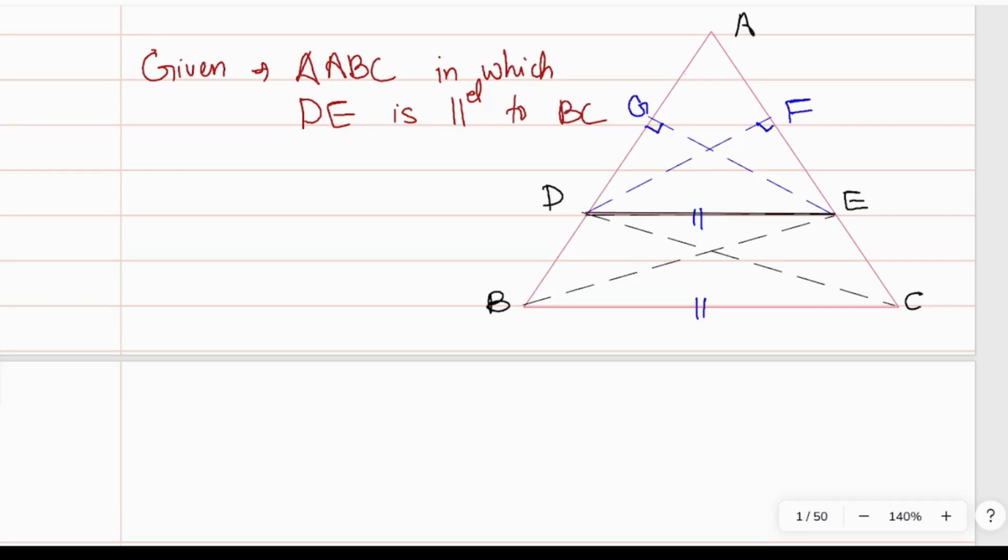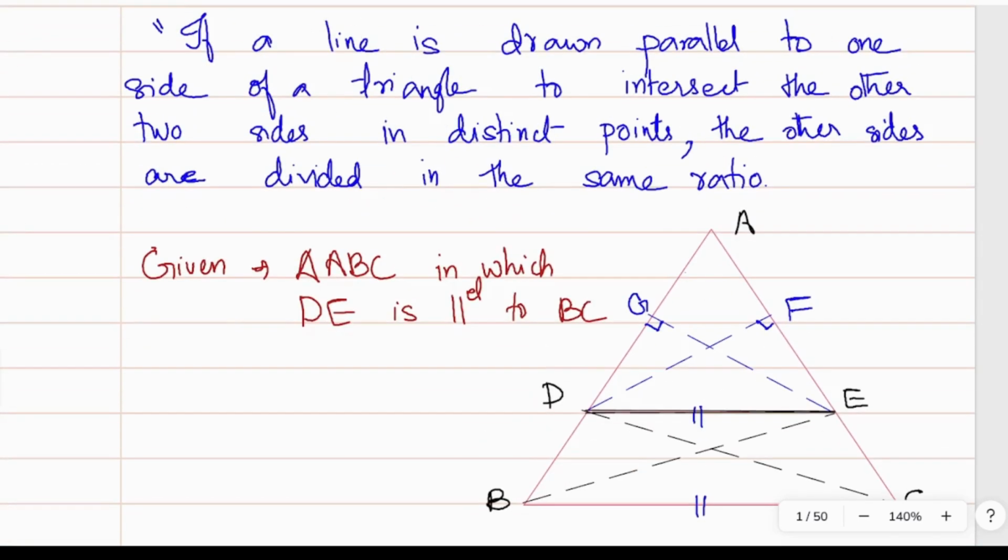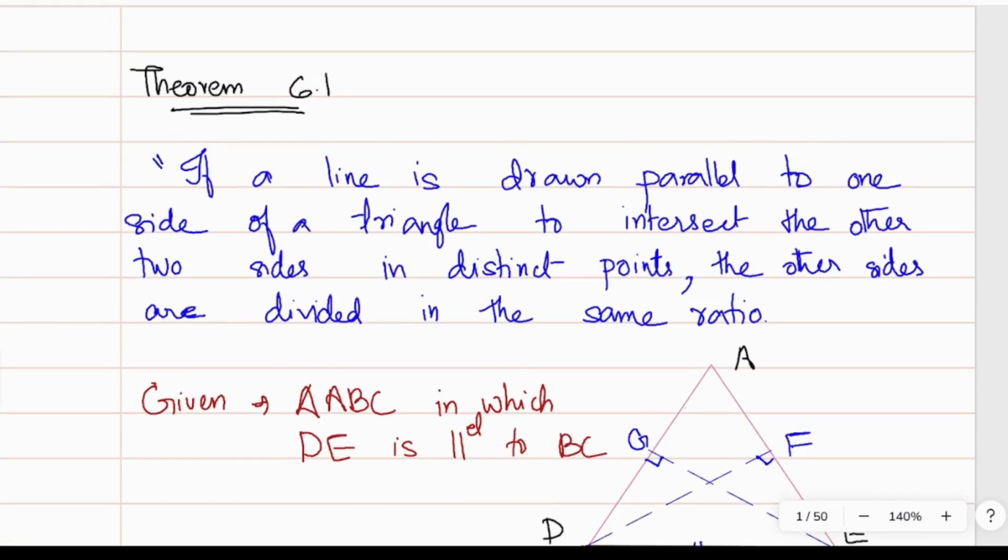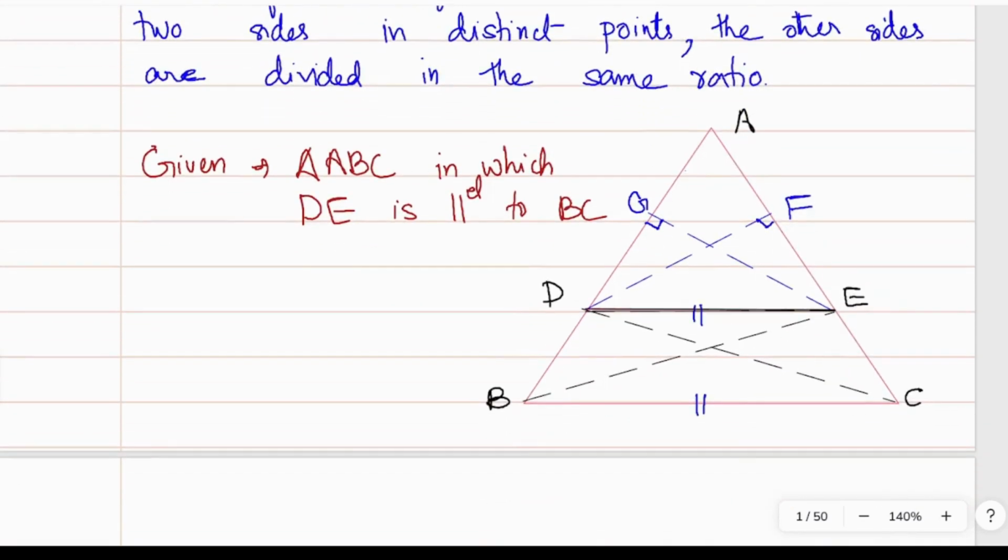So now let's do the theorem 6.1. The theorem is also known as BPT theorem as well as the Thales theorem. Okay, what does this theorem state? The theorem states that if a line is drawn parallel to one side of a triangle to intersect the other two sides in distinct points, the other two sides are divided in the same ratio. Okay, so here that means what?